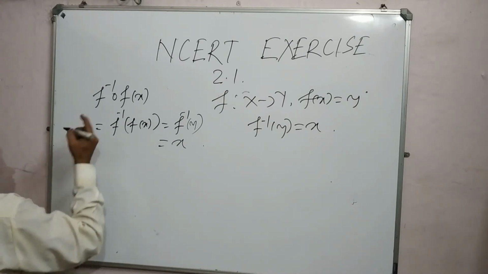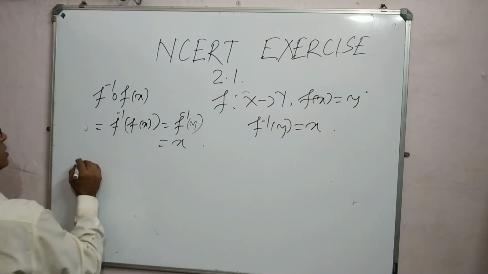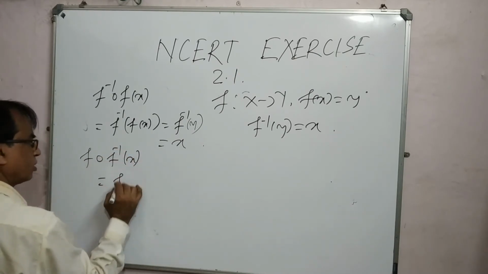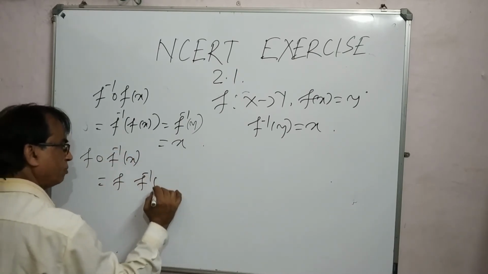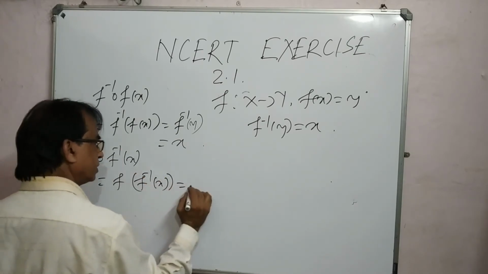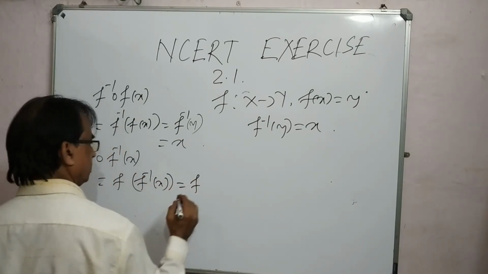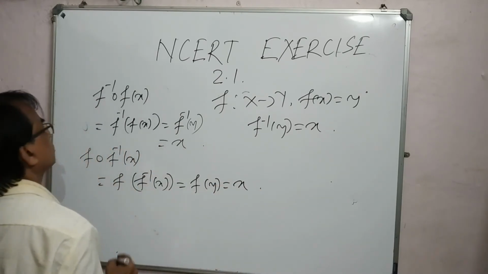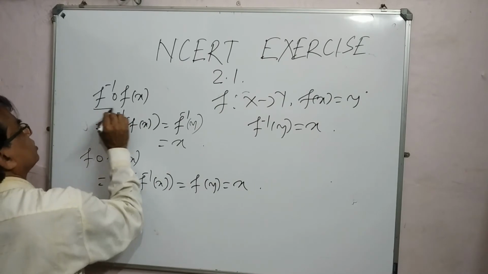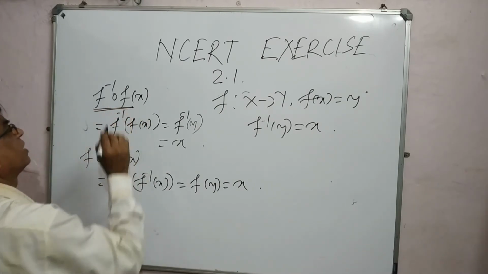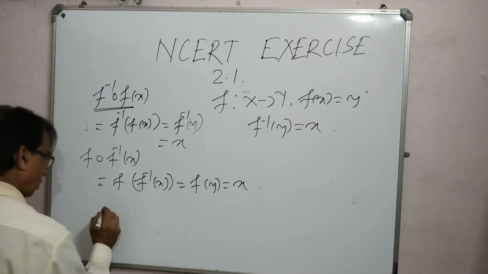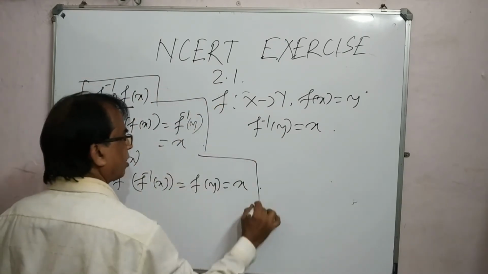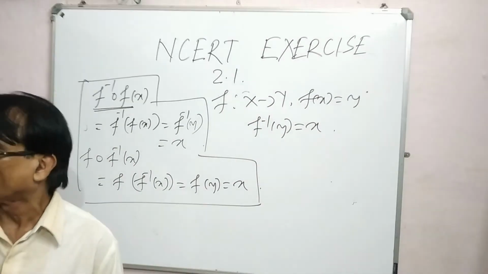Now a very important thing I am going to discuss, that is f of f inverse x, that is equal to y, and f of y is equal to x. So what happens? The composition of the function and its inverse, we are getting x. So now I am summarizing what you have now done in inverse trigonometric functions.